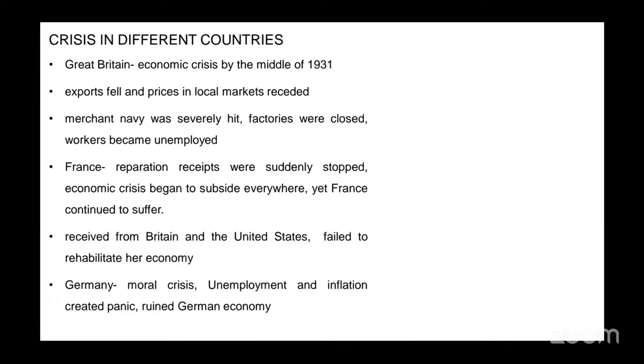Then in Great Britain, with the economic crisis by the middle of 1931, the export prices fell and the local markets receded. As Britain was known for its merchant navy and its naval expansion, the merchant navy of Britain was also severely hit, the factories were closed, and the workers became unemployed.